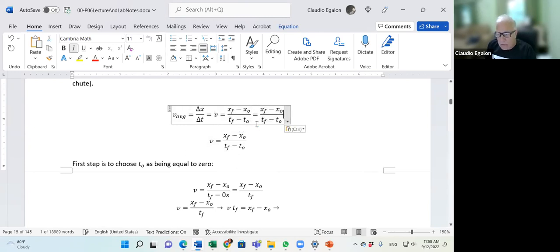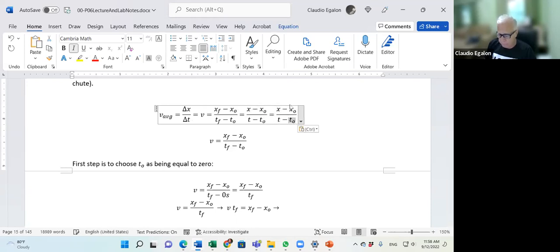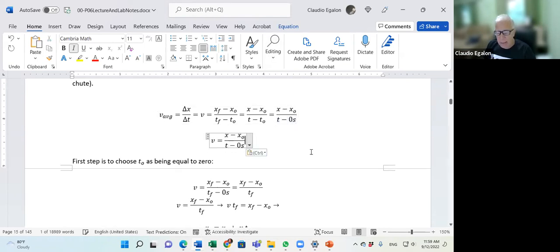I'm going to go another step. We usually drop the f subscript to make things simpler. Now, t naught is also usually chosen as being 0 seconds. x naught doesn't have to be necessarily 0. You can start your motion at a different spot other than the origin of your axis. Now we have this relation for the instantaneous velocity and delta x over delta t.